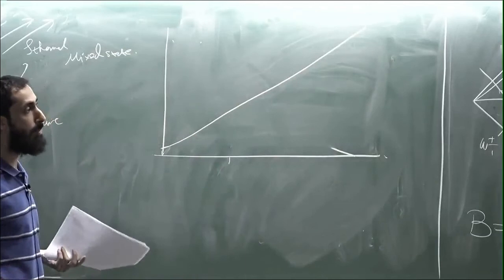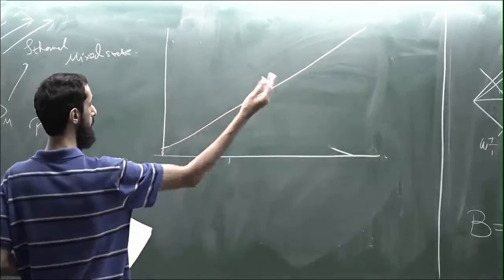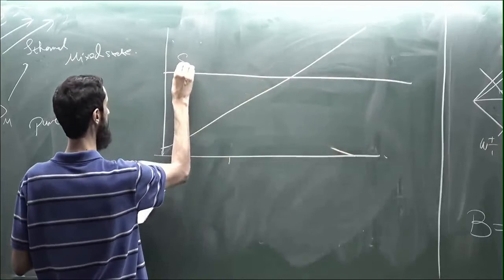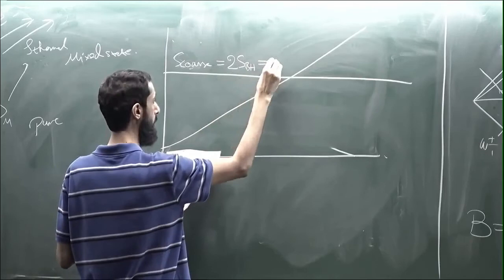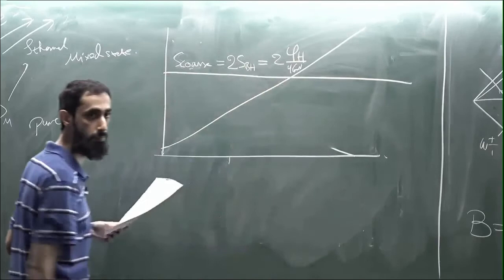So there are two horizons here, right, on either side. So the coarse grain entropy is going to be some constant because the area is constant. So the Bekenstein-Hawking, well, S coarse is equal to 2 times the Bekenstein-Hawking entropy, which is equal to 2 times the dilaton at the horizon divided by 4 G Newton. And this is, I guess, S of radiation.